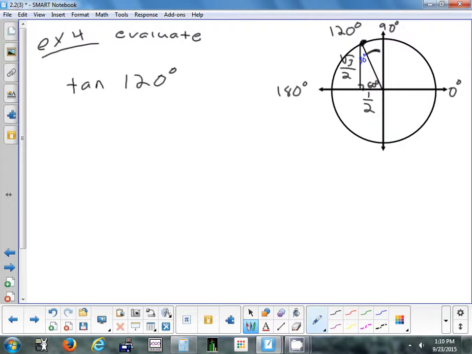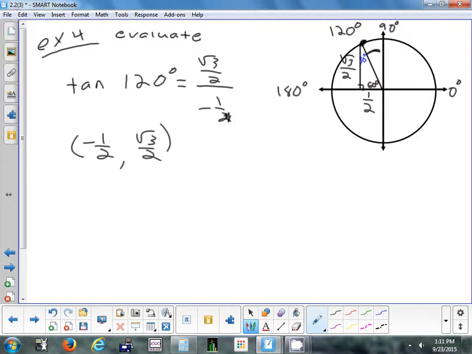Okay, Amber, what's my coordinate for 120? Perfect. Negative 1/2 because you're going left. Square root 3 over 2 because you're going up. Okay, now they want the tangent. Okay, so Jamie, to get my tangent, how do I do that? You would divide the square root of 3 over 2 divided by negative 1/2. Yep. Great. So divide them.